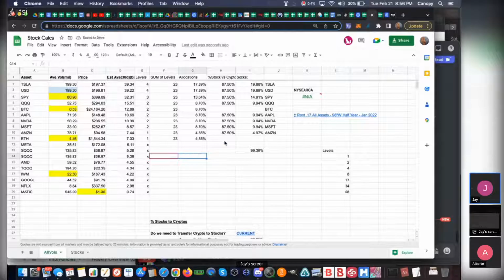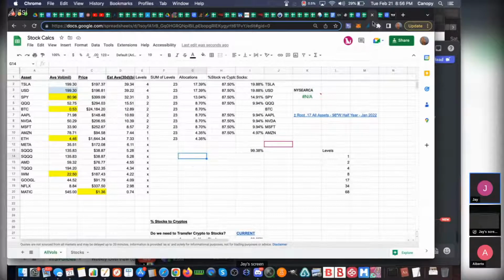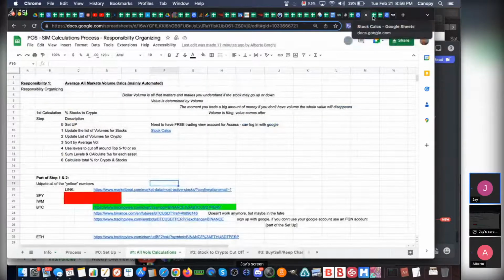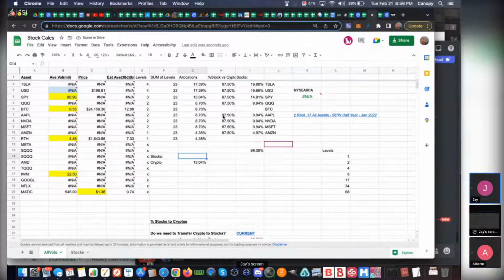Oh, I know what's wrong. It does a new calculation of the stocks versus that. So we need to bring the stocks versus the thing back in here. So basically, you've got stocks and you've got crypto. The crypto is equal to the Ether plus the Bitcoin, which is 13.04 now. See, it changed. Then everything else is stocks.